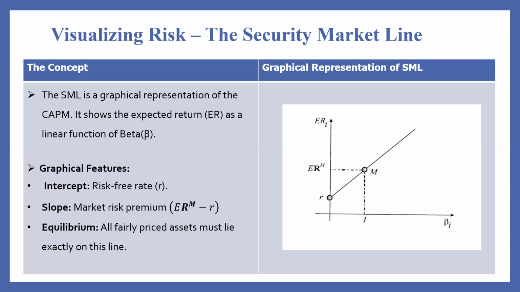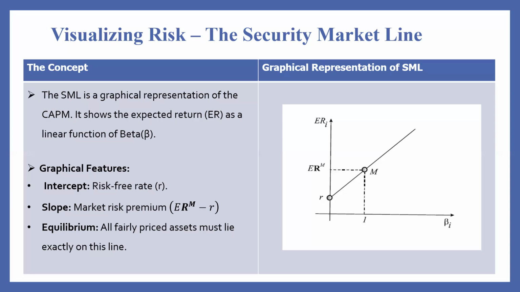Now, when beta is equal to 0, the return is equal to the risk-free rate R_f, which represents the intercept. When beta is equal to 1, the return is equal to the market return. And the slope of the line is the market risk premium, E(R_m) minus R_f. The line is upward sloping, which means that higher risk leads to higher expected return. This is the fundamental risk-return trade-off.